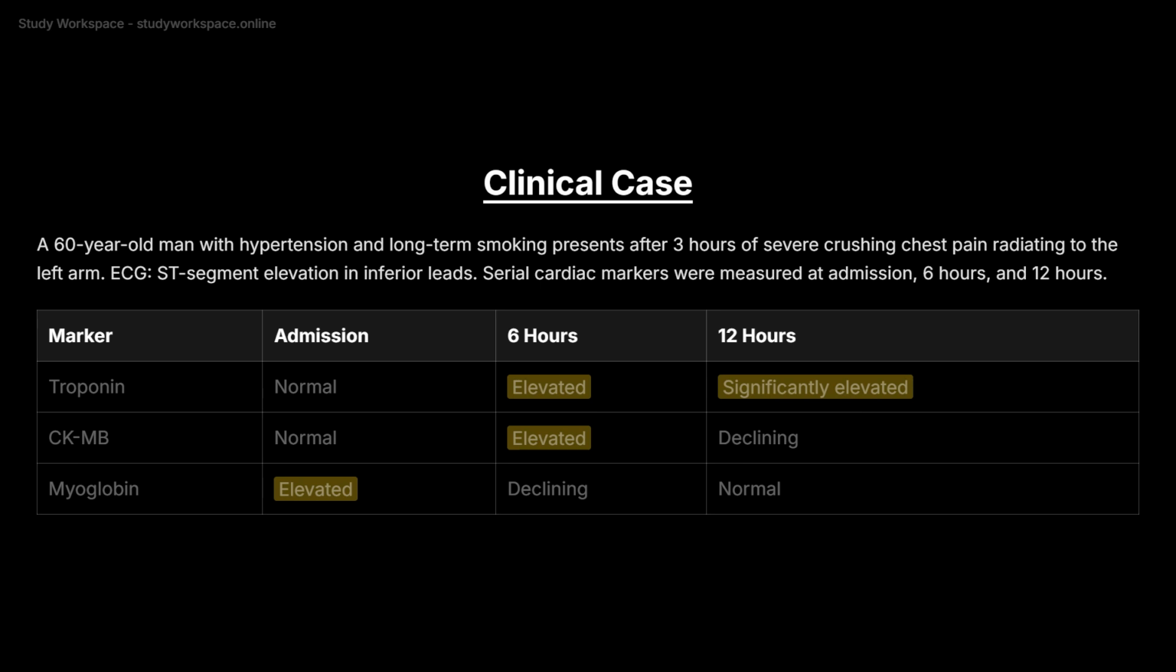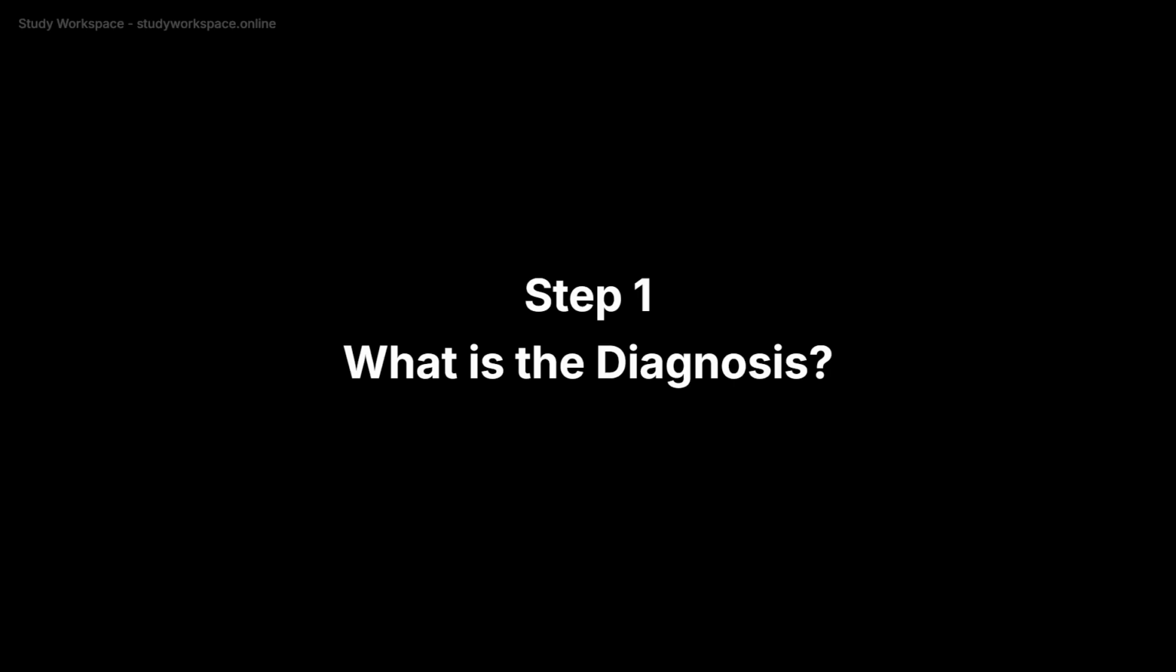You are also provided with serial laboratory results for several cardiac markers measured at admission, 6 hours later, and 12 hours later. As you examine the table on your screen, notice that the troponin concentration increases significantly over time. Creatine kinase MB also shows a rise before beginning to decline later, while myoglobin rises very early and then falls rapidly. These changing patterns are extremely important because they help determine both the diagnosis and the approximate timing of myocardial injury. Now let's answer the questions step by step.